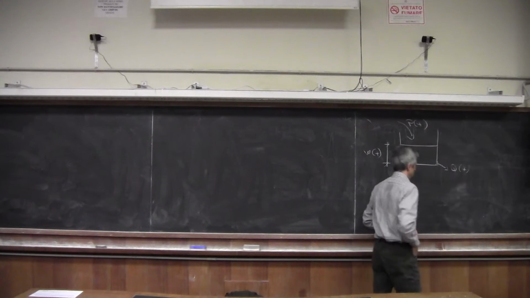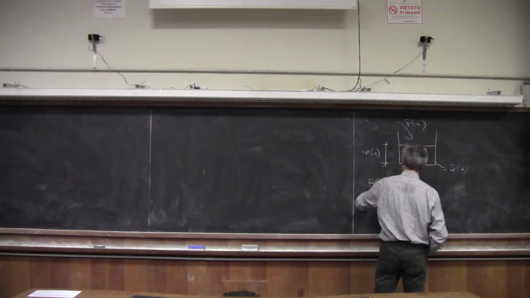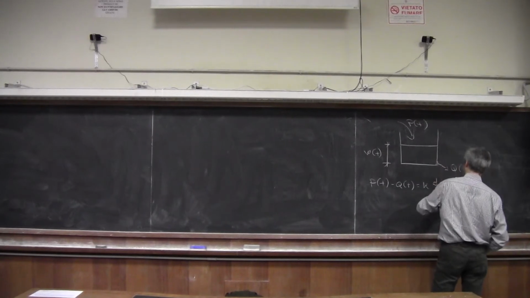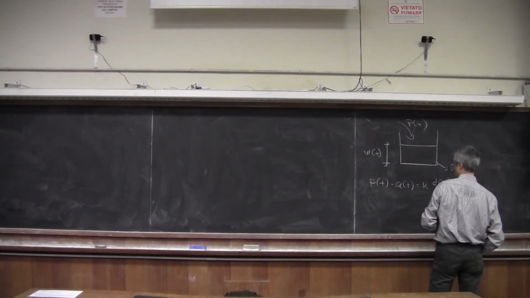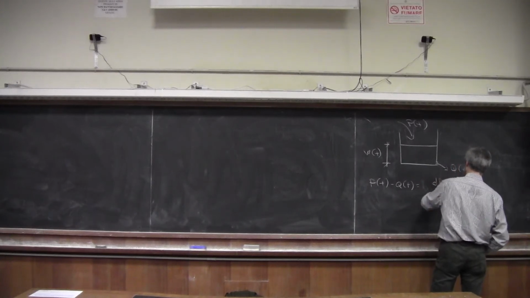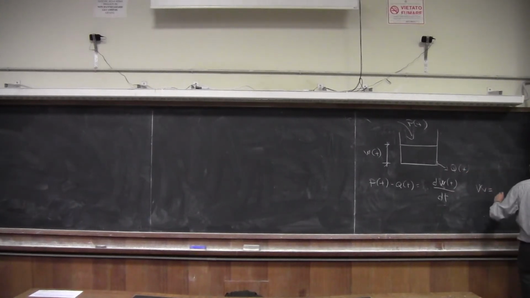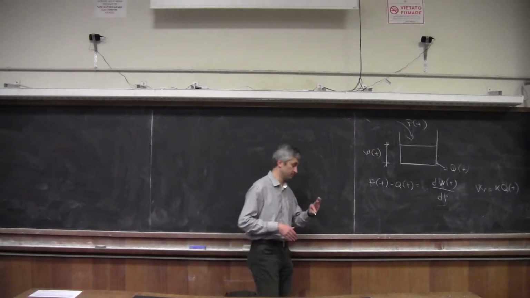And then you know that we wrote the continuity equation in this way: PT minus QT is equal to K dQ over dT, let me write it this way, the dWT over dT. And then we said that WT is equal to K, which multiplies QT. And then we combined these two equations, and we obtained an explicit expression for Q.